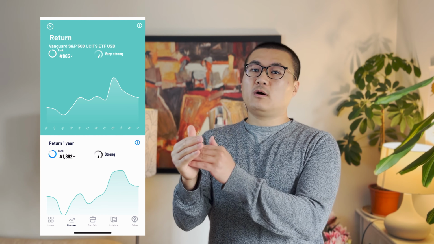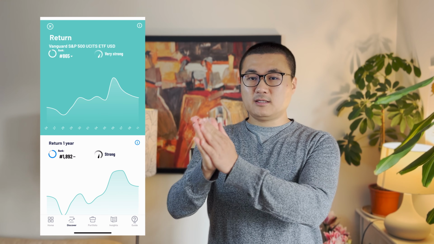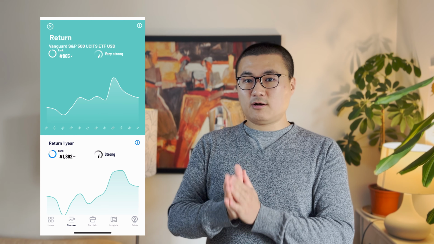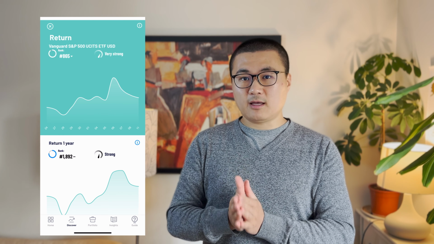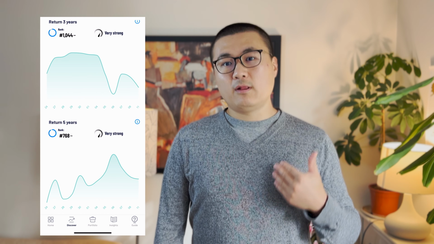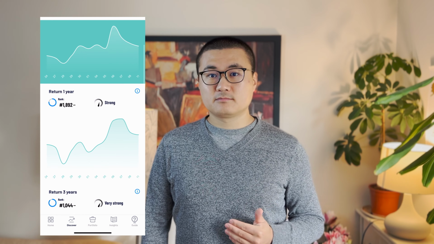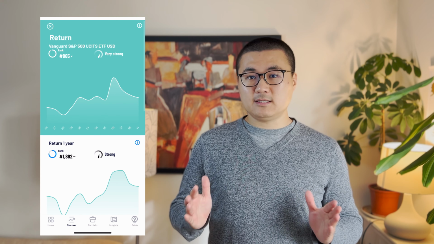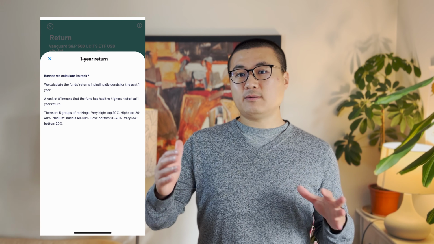Since 841 is almost in the top 10% of the total 7,890 funds we rank today, that is why you see almost 90% of the ring is filled. Its rank has decreased since yesterday, which is why we show a downward arrow. The gauge is pointing to the furthest right because it's the top 20%, and we label that as very strong to help you read all these numbers easily without drilling down into the math details.